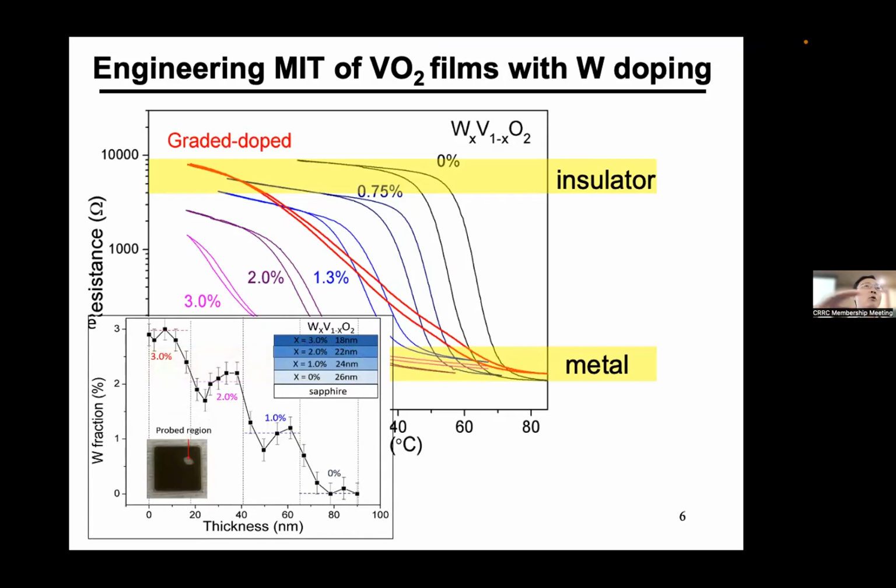It's basically you grow a multi-layer. Each layer is very thin and has a specific doping concentration. Then you post-growth anneal it. The annealing will drive the tungsten to diffuse. You end up with a film. The surface is heavily doped. The bottom is undoped. So that's what we call gradient doped.